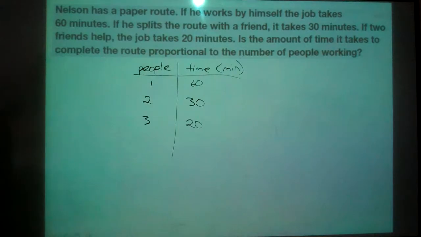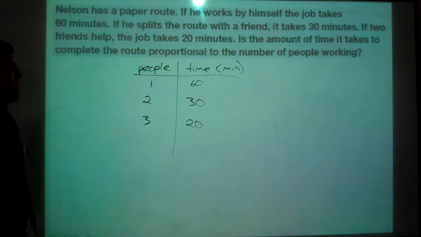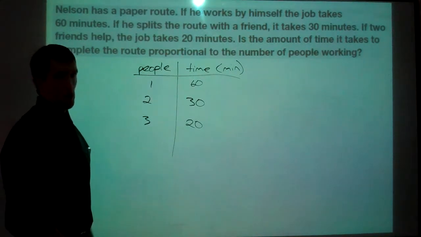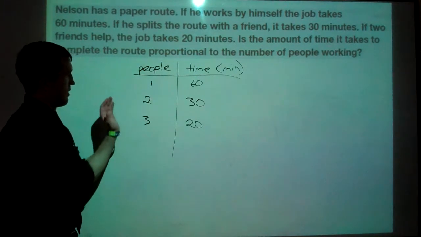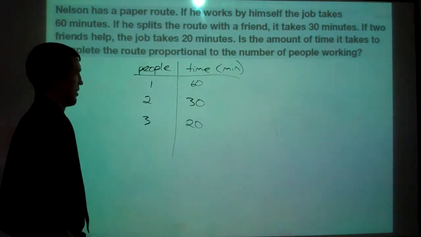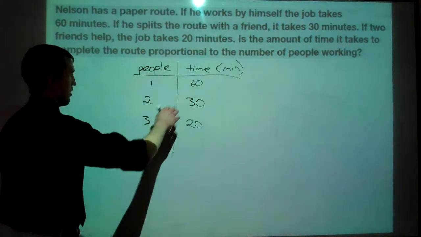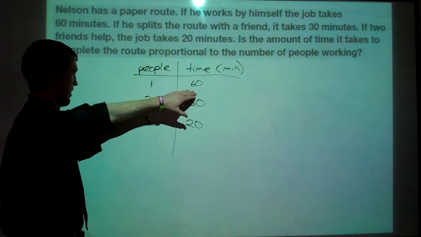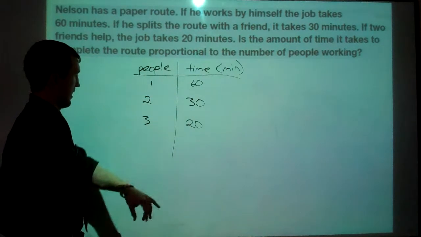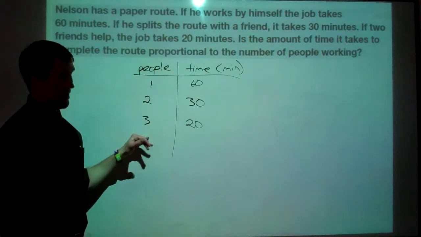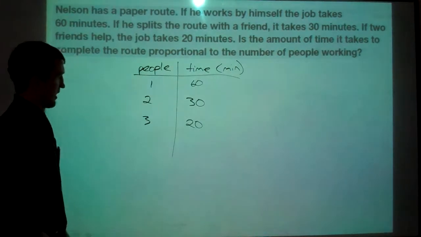Is the amount of time it takes to complete the route proportional with the number of people working? Alright? This would be a no. Okay? We don't have that pattern. We don't have a common, how do we get from here to here? Looks like this is 1 times 60. This would be 2 times 15. And this one's a decimal, whatever you multiply by to get 20.